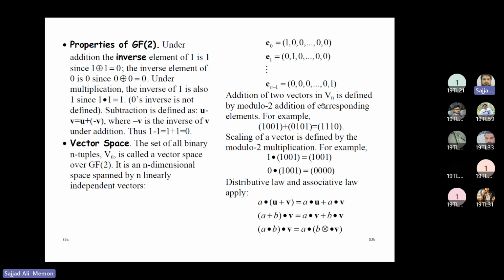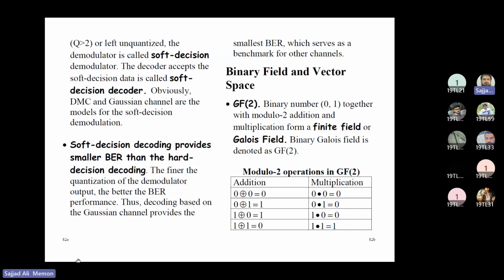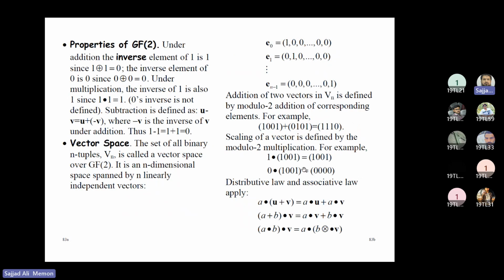An addition of two vectors in Vn is defined by modulo 2 addition of corresponding elements, for example. This is a 4-tuple, we have 4 bits here. 1001 plus 0101 is equal to 1100. So 1 plus 0 is 1, 0 plus 1 is 1, 0 plus 0 is 0, and 1 plus 1 is 0. There is a typo error on the slide: 0 plus 0 is 0, and 1 plus 1 is also 0. So here it is 1100, and this last digit should be 0.